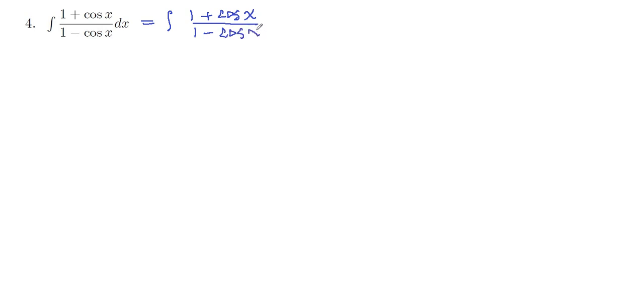And let's see if we can change the denominator here by multiplying by the conjugate. So we'll multiply by 1 plus cosine x on the bottom and then also on the top. So I just changed the sign in the middle.